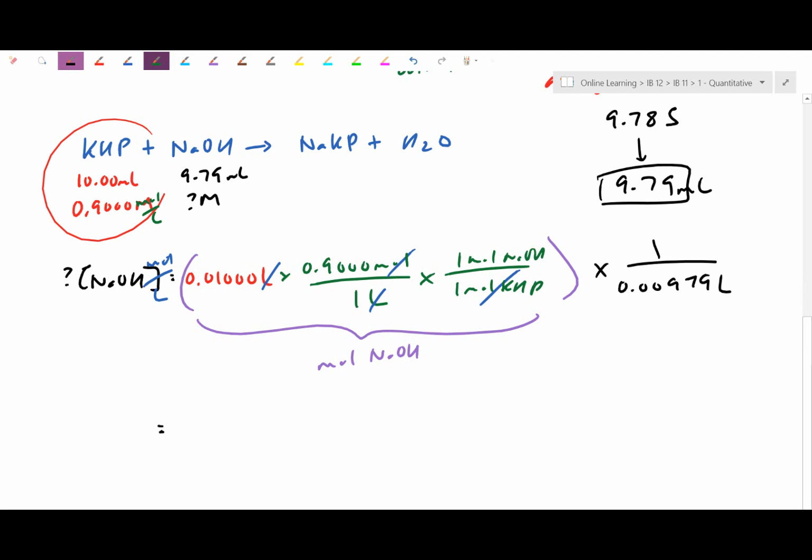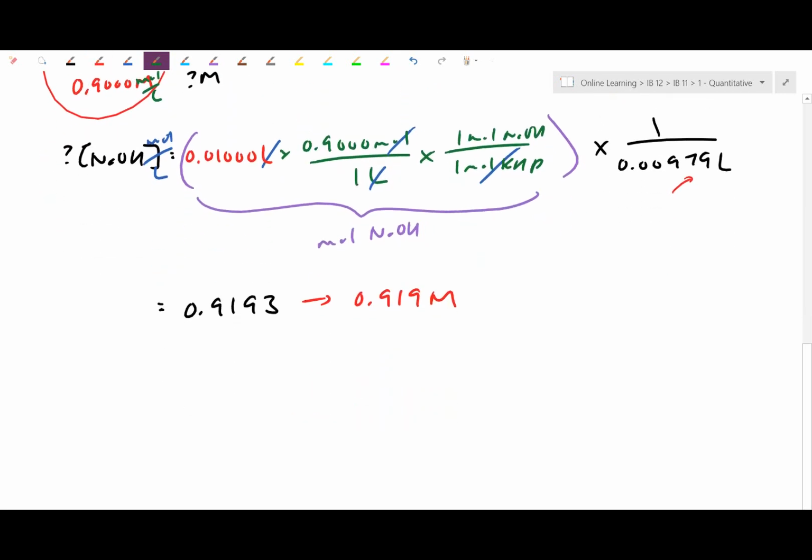Crunch those numbers through. 0.01 times 0.9 divided by 0.009979. And this gives you a concentration of 0.9193. Unfortunately, because my titrant volume was not quite 10 milliliters, if it was 10 milliliters and above, it would be 4 sig figs. This one here is only a 3 sig fig number. So even though I have a lot of precision here, I lose that precision: 0.919 molar. Now I know my NaOH is 0.919, which agrees, it's about 1 molar.